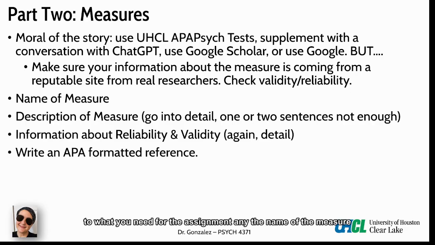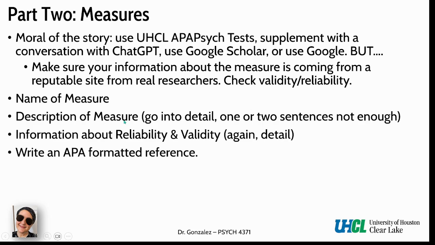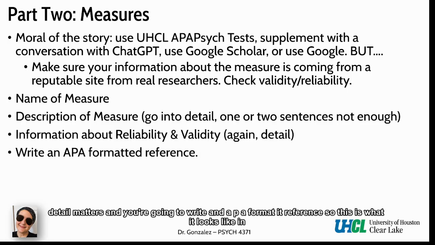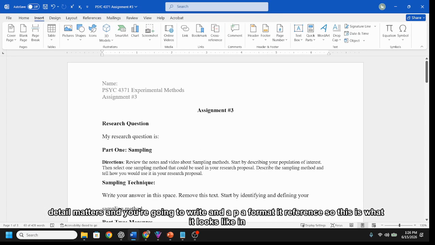So what do you need for the assignment? You need the name of the measure. You need to provide me with a detailed description of the measure. I'm not looking for an encyclopedia here, but I do want more than 1 or 2 sentences. And then again, you're going to tell me about the reliability and validity of the tool. Detail matters. And you're going to write an APA formatted reference.